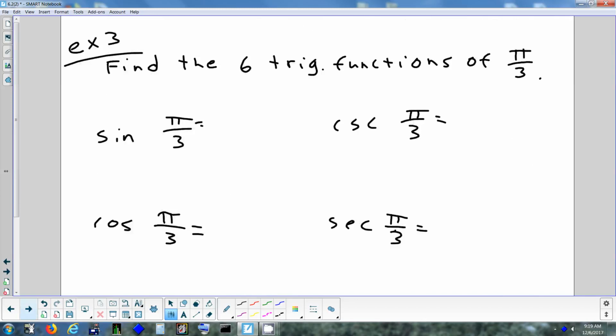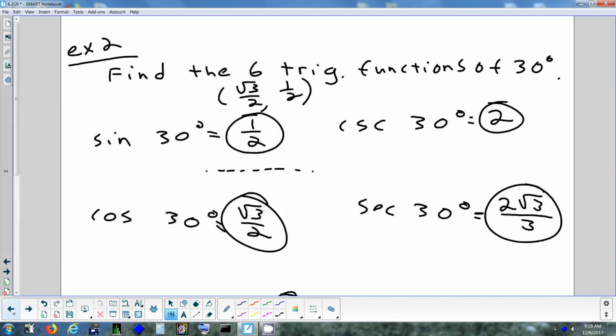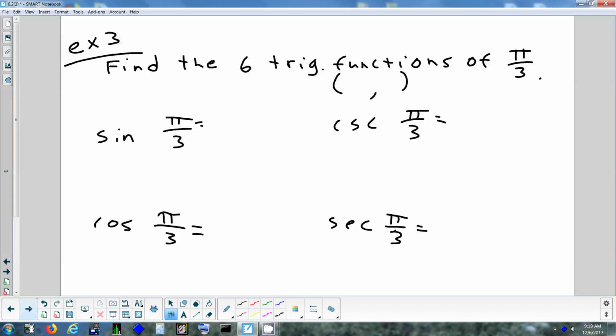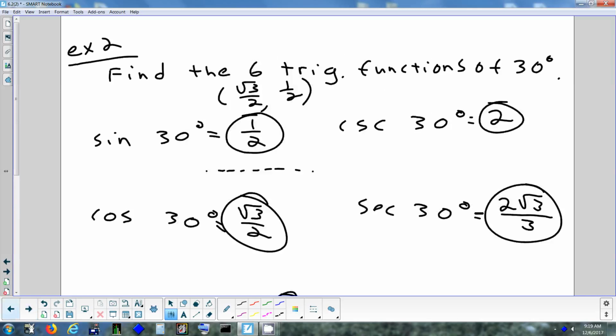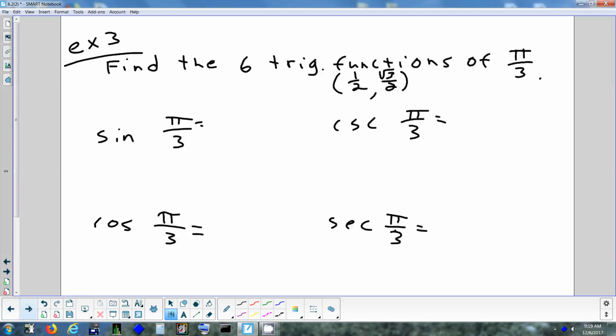Okay, let's look at this one. 6 trig functions of pi over 3. If it's helpful, you can think in your head pi over 3 in degrees. What's pi over 3 in degrees? Yep. 60. So I want the coordinates for 60. Well, if you know 30 is root 3 over 2, 1/2, 60 is switched. So you're going to get all the same answers here that you just got on the last problem, but they're going to switch places. Okay, so we'll put both of them up in a minute after we get all the answers and compare them. Tessa, what's the sine of pi over 3?